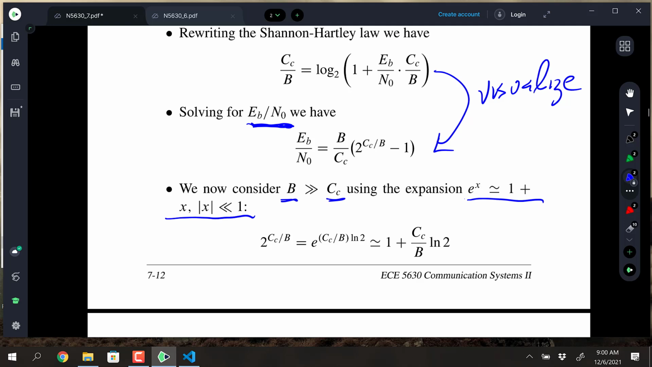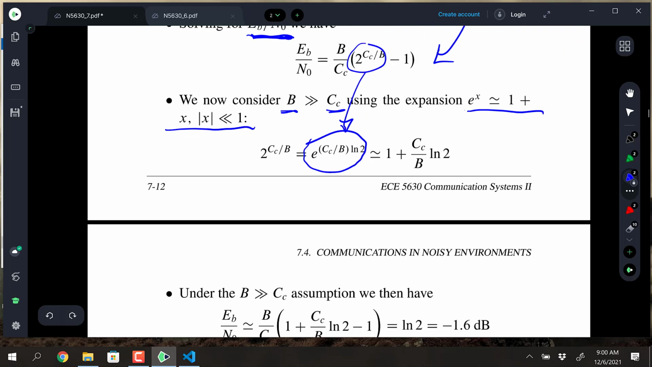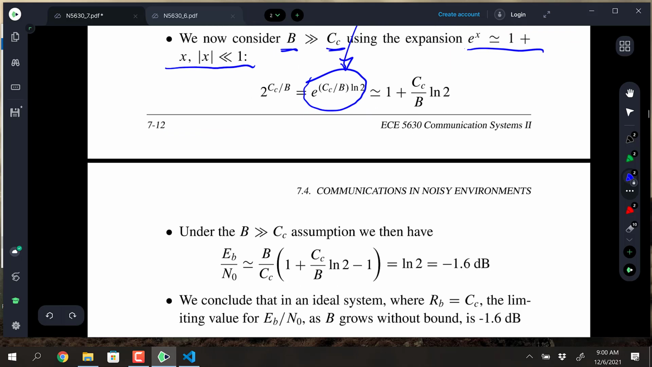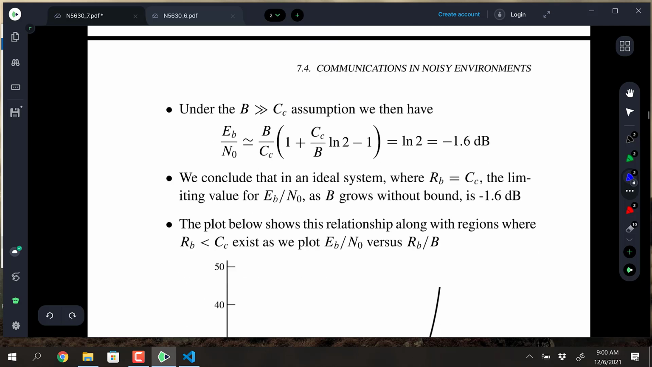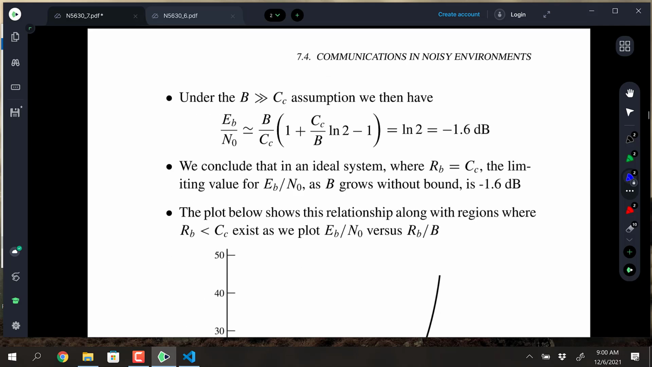and so that's where that's coming from up there. So we have the natural log of 2 that comes out of that, and so we get this expression, and then finally in the next line, we can then rewrite EB over N naught as approximately, under this assumption of B much greater than CC, things kind of collapse down, those go away.